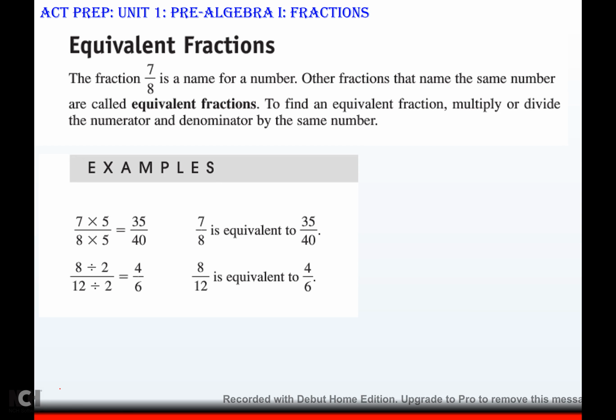Equivalent fractions. The fraction 7/8 is a name for a number. Other fractions that name the same number are called equivalent fractions. To find an equivalent fraction, you can multiply or divide the numerator and the denominator by the same number.